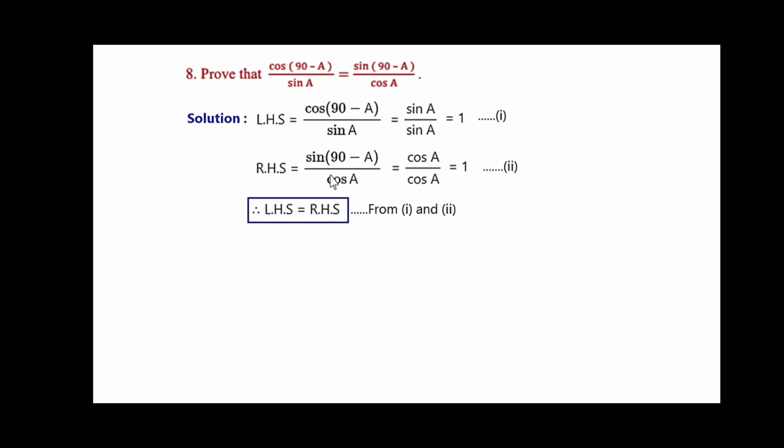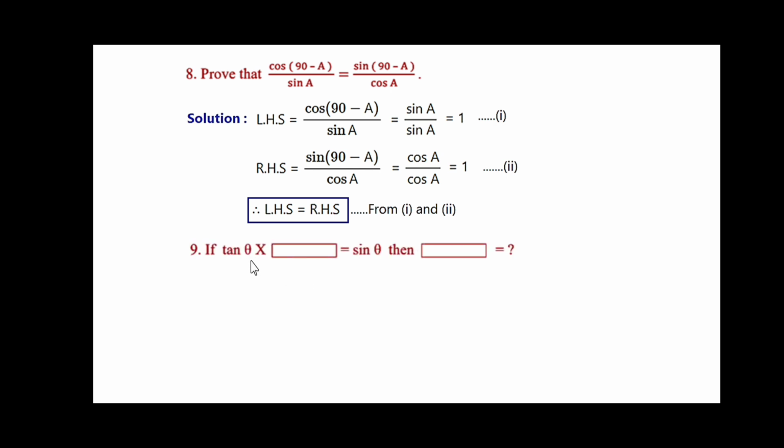Now here RHS is sin(90 minus A) upon cos A. We know that sin(90 minus A) is cos A. Cos A upon cos A. Both get cancelled. We will get the answer 1. This is equation number 2. From these two statements, the right hand side 1 and 1 both are same. So left hand side must be same. So LHS is equal to RHS. That is cos(90 minus A) upon sin A is equal to sin(90 minus A) upon cos A. Hence proved.